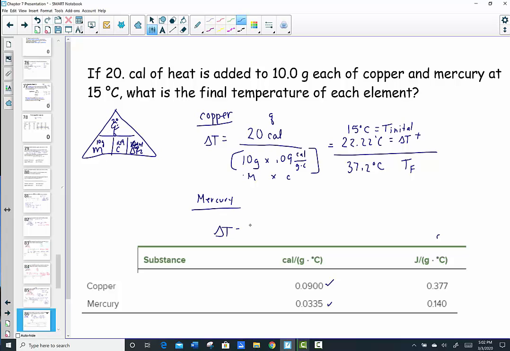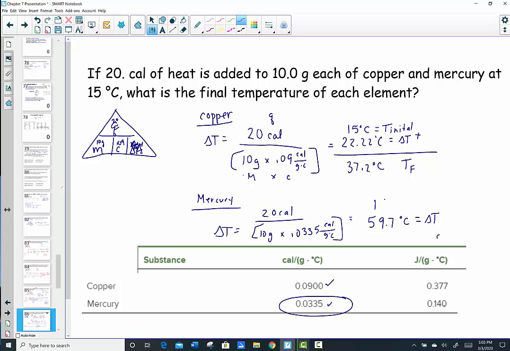Its delta T would use the same 20 calories, the 10 grams that you had, but now remember mercury has a different specific heat, so 0.0335 calorie per gram degree Celsius. Remember that in a parenthesis down there. Remember, we want to solve for temperature, so you see your formula, Q over M times C. 20 calories divided by parenthesis 10 times 0.0335. And this time the delta T came out to 59.7 degrees.